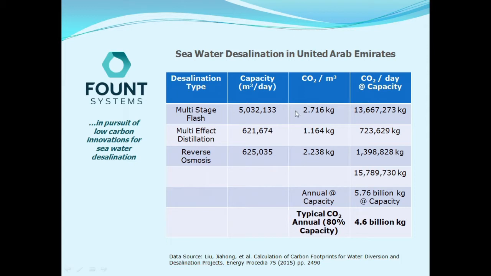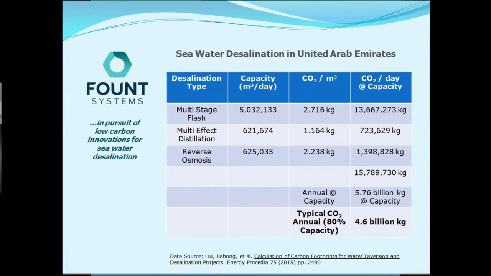But we can see also that it's very carbon dioxide intensive. We can also see that multi-effect distillation generates less CO2. Reverse osmosis is somewhere in the middle. So taking all of these together, we get almost 16 million kilograms of CO2 generated per day if they're operating at capacity. Annually, that's about 5.8 billion kilograms.